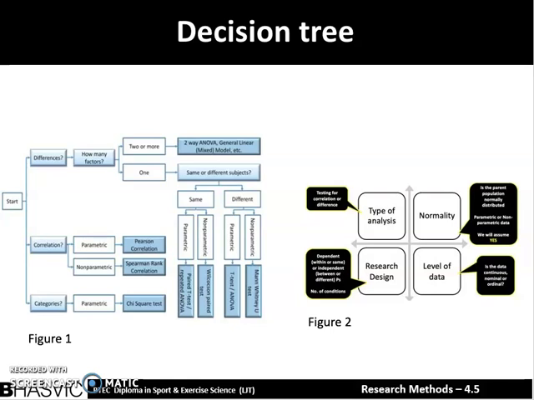Then there is a correlation. You see if it is parametric or non-parametric. If it is parametric, then you use the Pearson test, and if it's non-parametric, you use the Spearman rank test. Finally, if it is difference that you're looking for, you see if there are two or more factors or just one. If there are two or more, then you use a two-way ANOVA, as we can see here. And if there is only one, then you go to see if there are different subjects or not.